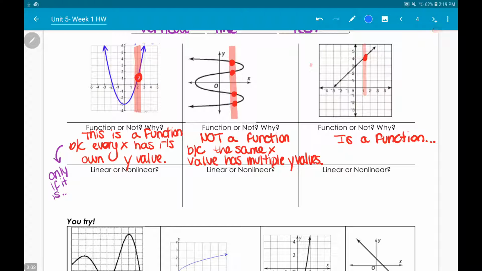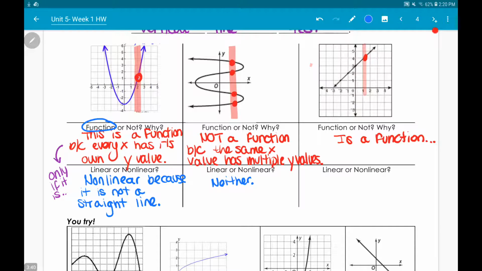All right, so now the second part of this is I'm asking myself, if it is a function, is it linear or nonlinear? So we said that this first example was a function. So is it a linear or nonlinear function? I can tell that it is nonlinear because it is not a straight line. Number 2 was not a function, so we cannot answer part B, so we're going to write neither.